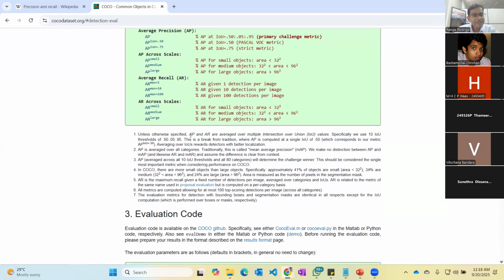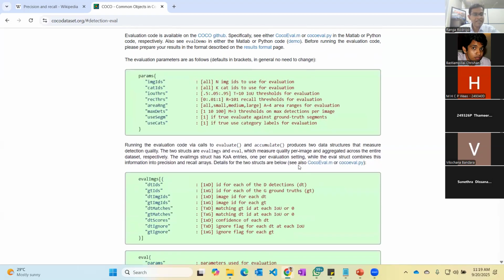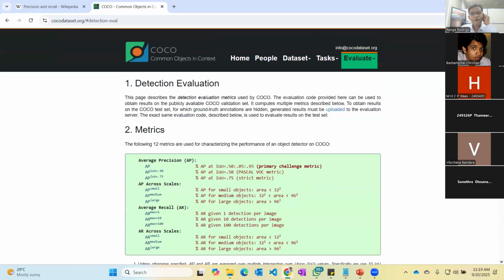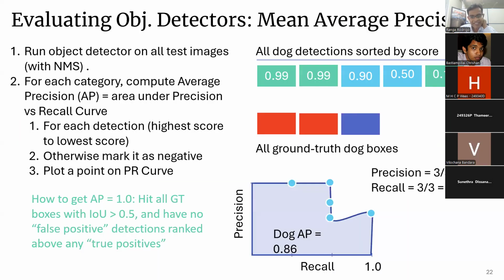Unless otherwise specified, AP is the average of all categories. Traditionally, this is called mean average precision. They make no distinction between AP and mean average precision, and so they call both of them average precision. But usually people call it MAP, mean average precision. Okay, so I hope you understand the metric that is used to do object detection.